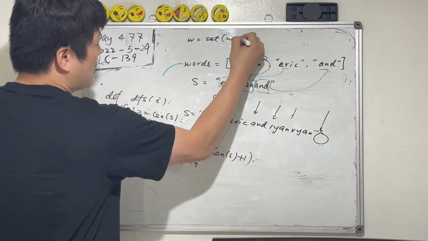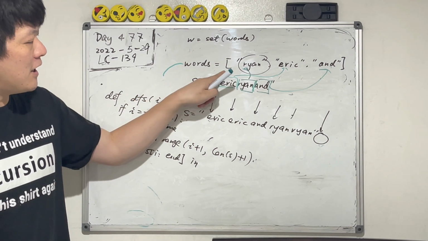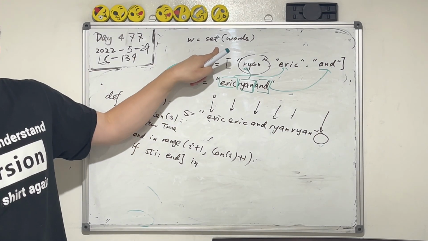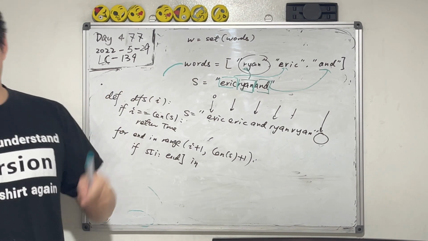Yeah, we convert it to words. What's the advantage if we do this? We convert the list to the set. What's the advantage? The advantage is the lookup time, because it's O(1).